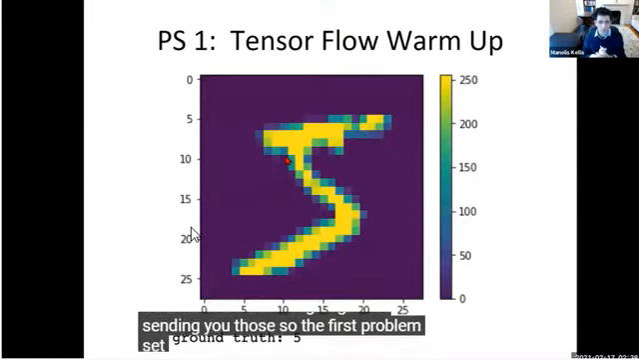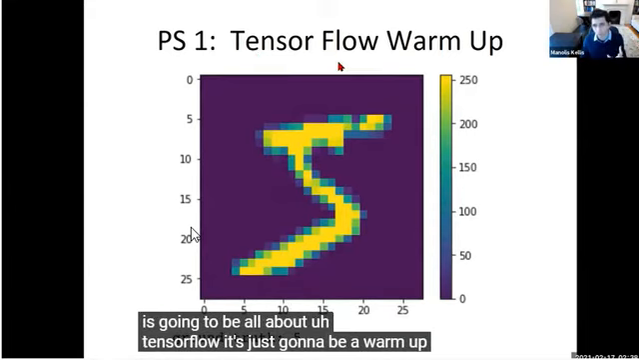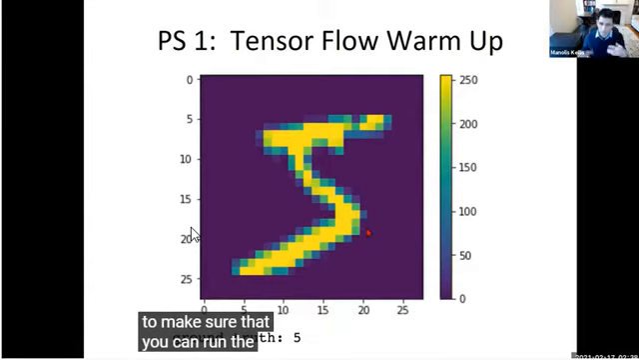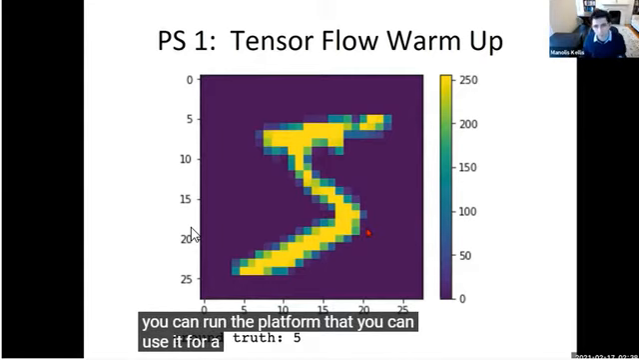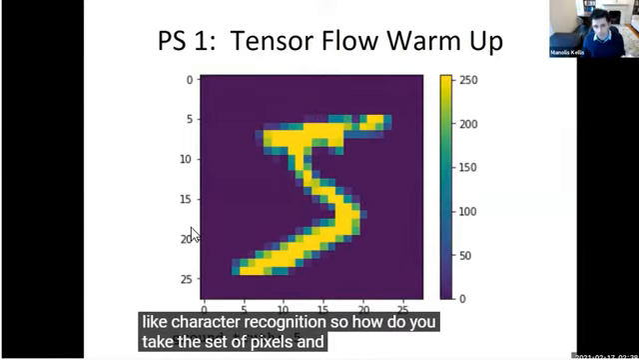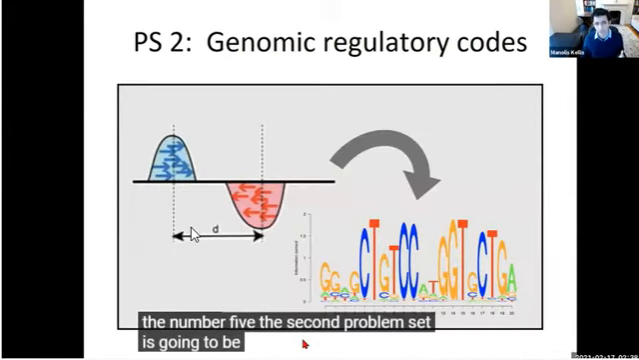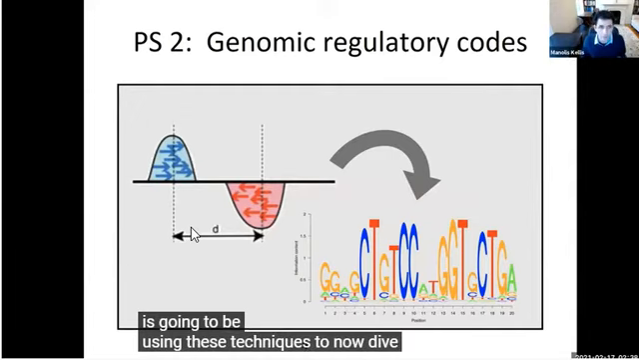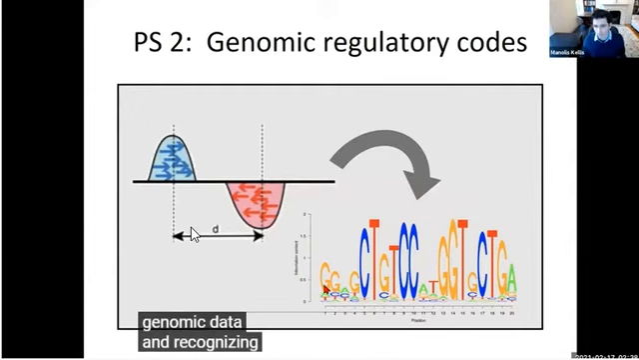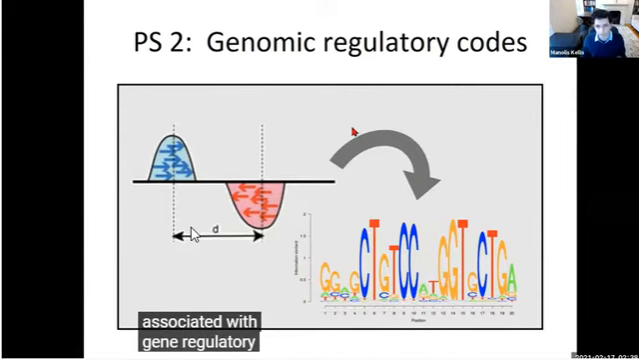So the first problem set in the first module is going to be all about TensorFlow. It's just going to be a warm-up to make sure that you can run the platform, that you can use it for a relatively simple task like character recognition. So how do you take the set of pixels and recognize that this is the number 5? The second problem set is going to be using these techniques to now dive into genomic data and recognizing the sequence patterns associated with gene regulatory events.